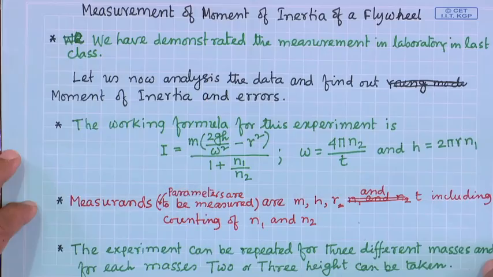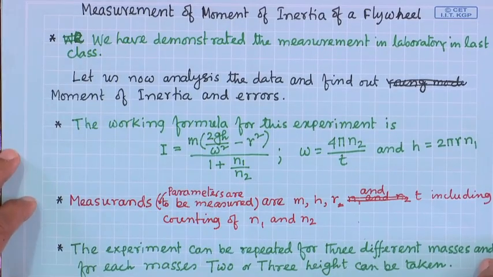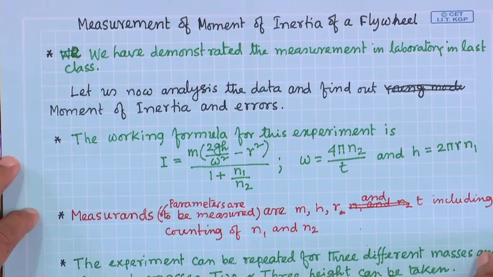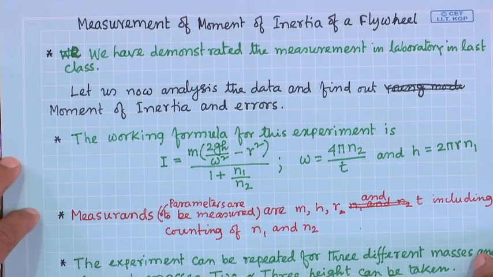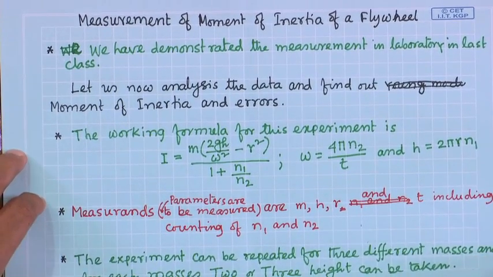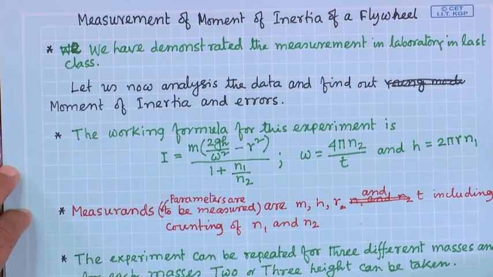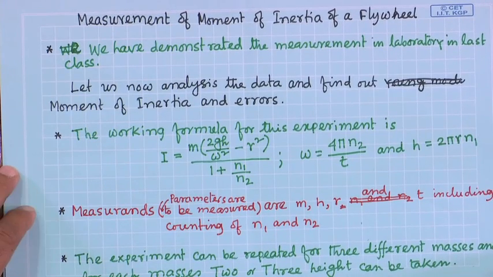In the last class we demonstrated the measurement of the moment of inertia of a flywheel. In the laboratory we have seen the instrument and how to perform the experiment that we have discussed. So, let us now analyze the data and find out the moment of inertia and the errors on the measurement.